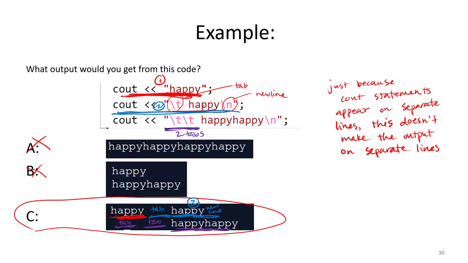And then happy, happy. So notice that we have to have a new line, either a \n or endl like that, in order to make our output appear on separate lines.